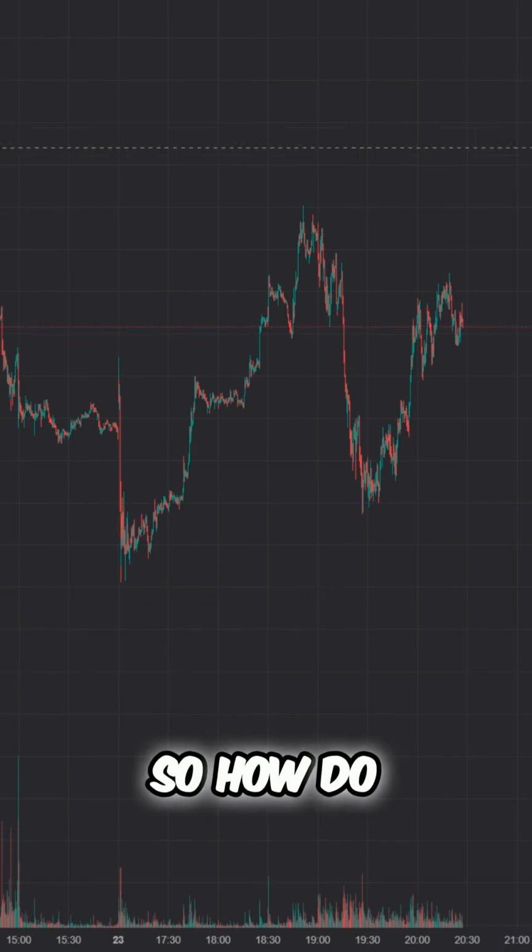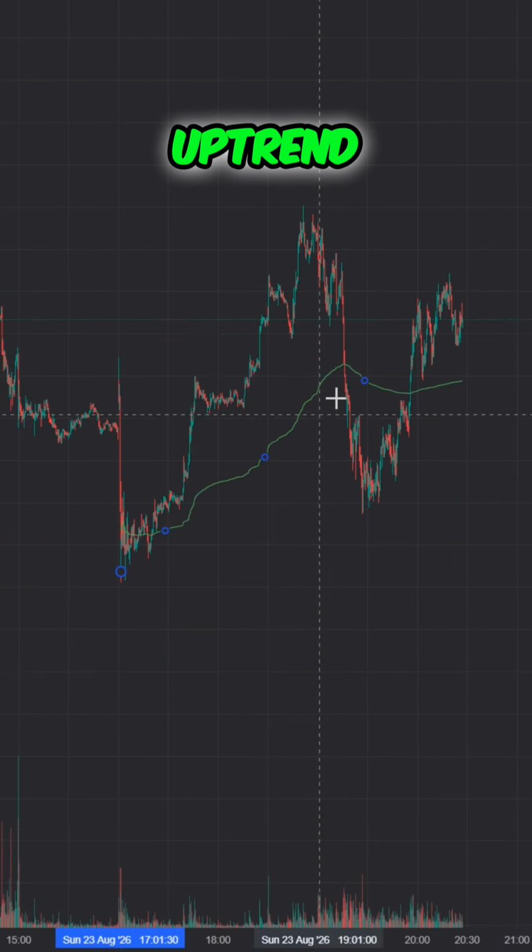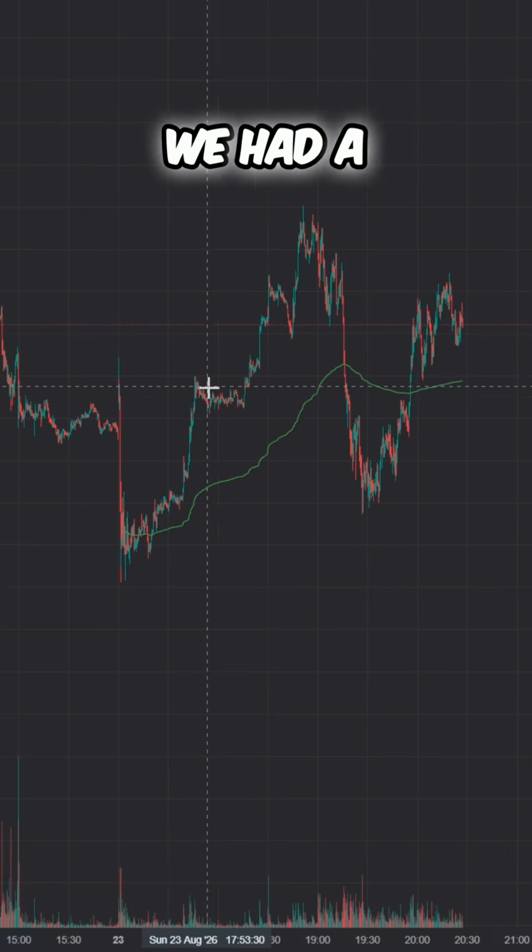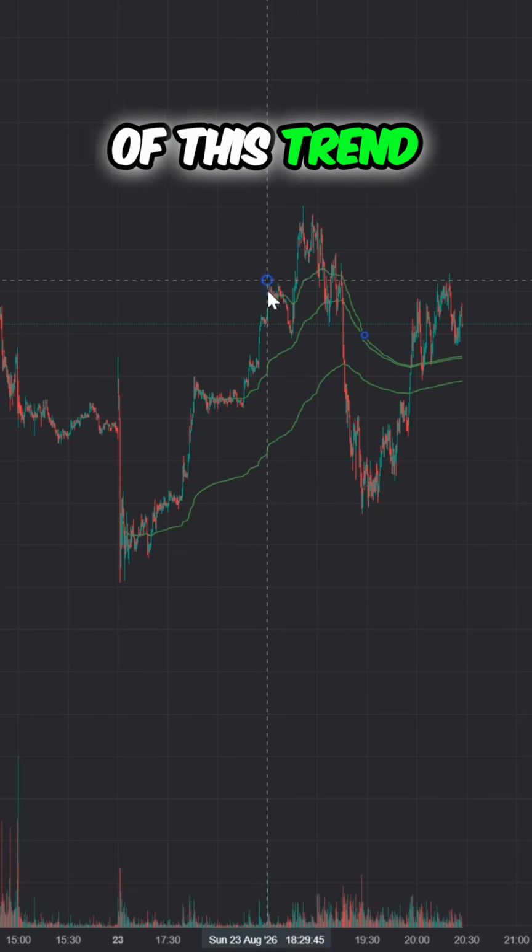That's how you trade that. So how do we enter this trade? This was an uptrend. We had a break of that VWAP. We had a break of the trend following VWAP. We had a break of this trend following VWAP.